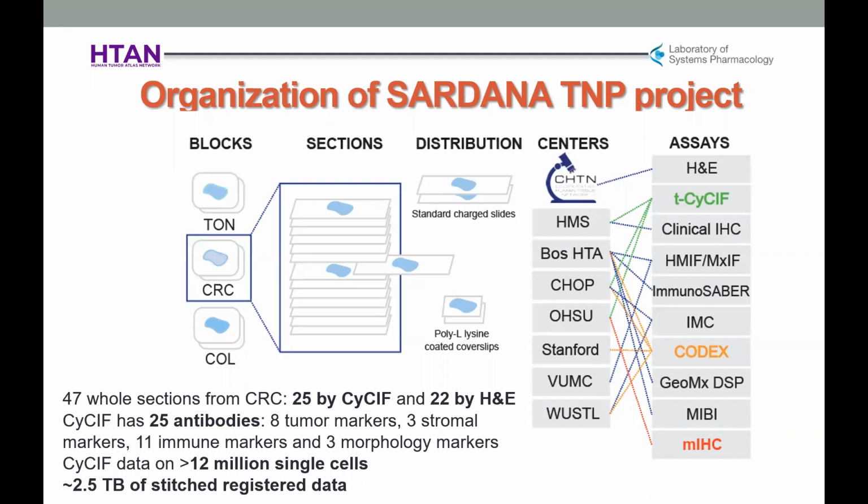The one thing I did not mention is that this is being distributed within the H10 community, but hopefully we will release this soon for the broad community, so people can also use this as a reference set to evaluate their analysis or their image processing procedure. That would be a good reference set.